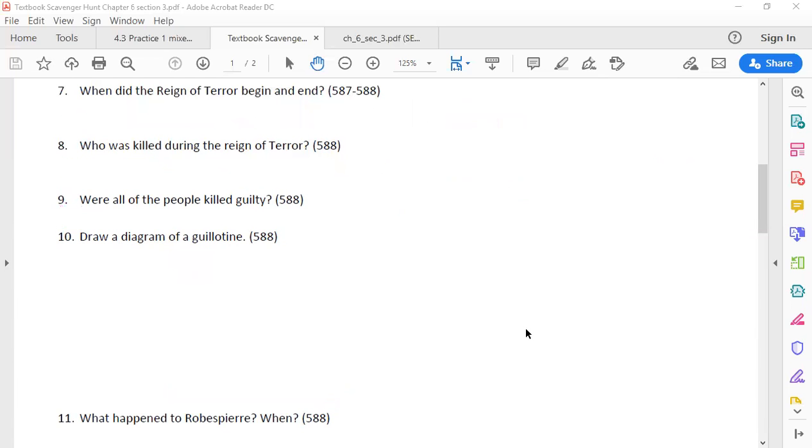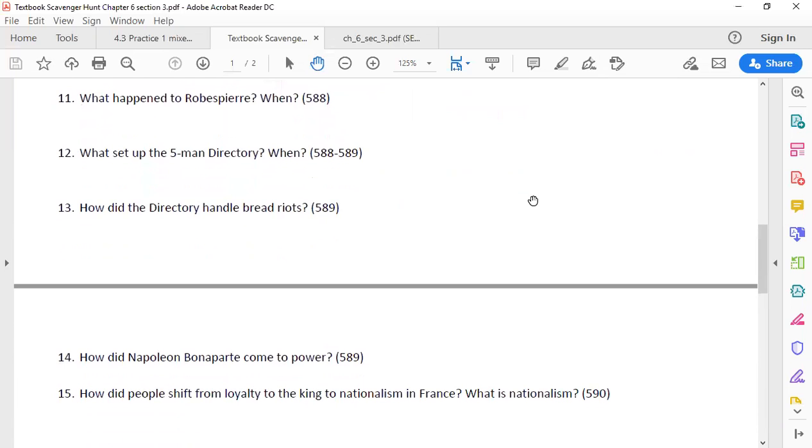Question number 11 asks us, what happened to Robespierre? Well, we can guess that if Robespierre is one of the main architects, if he led the Committee of Public Safety to do this Reign of Terror and cut off these people's heads, and we know that it often accused innocent people, then at some point people are going to get tired of it and have some pushback, right?